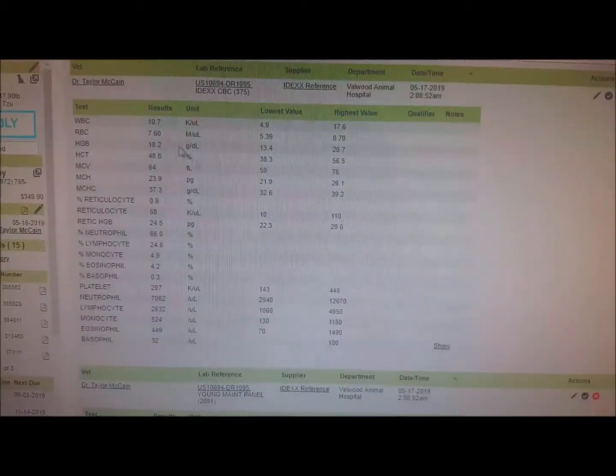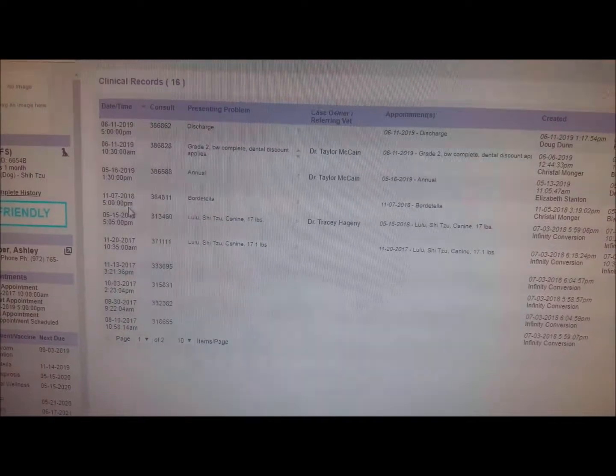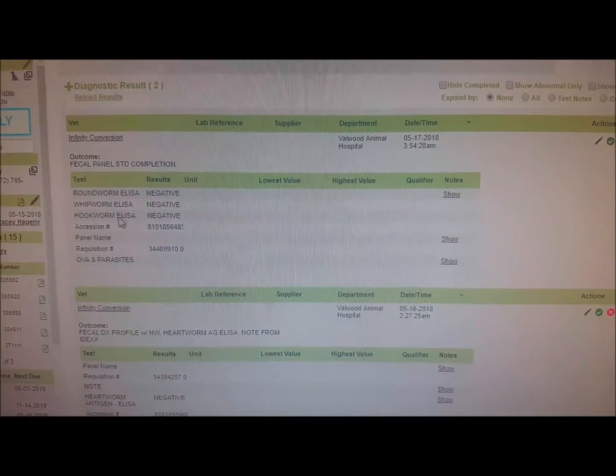So here we have her dental, we have her annual, which I was talking about. If you click on it, we can see what we did, and then the blood work that we did on Lulu as well. If we wanted to see previous visits, like she came in November for a Bordetella. We can see that she came in May, and we can also see all the blood work that she got from last year.